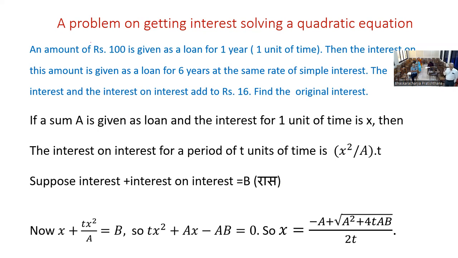Now this 10 plus 6 is 16. This is given to you. So what is given is 16, which is the amount obtained from this interest and the interest on that. Now you have to find the original interest. The original interest is 10 rupees; that we have to find out. So not the principal.